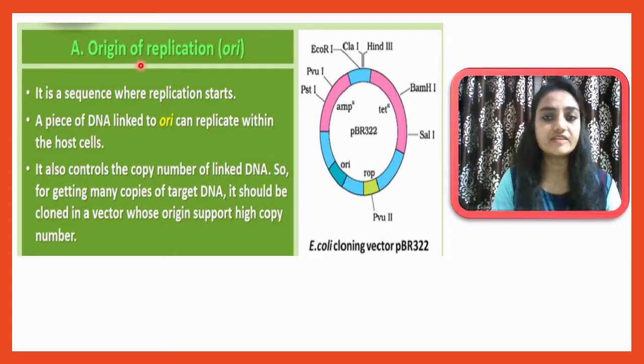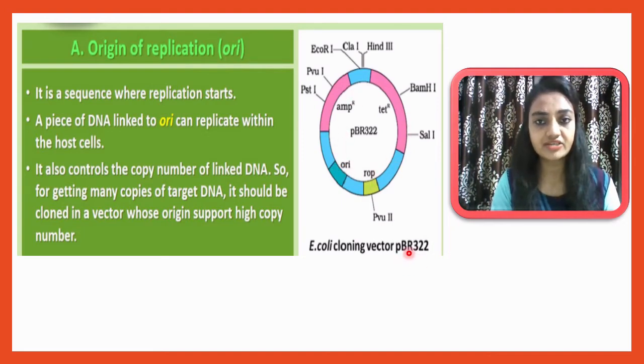So the first feature is the origin of replication, that is ORI. Here you can see on the plasmid, we are taking as an example pBR322, that is one type of plasmid which is used as a cloning vector. In this plasmid pBR322, you can see this is the ORI, that is the origin of replication.